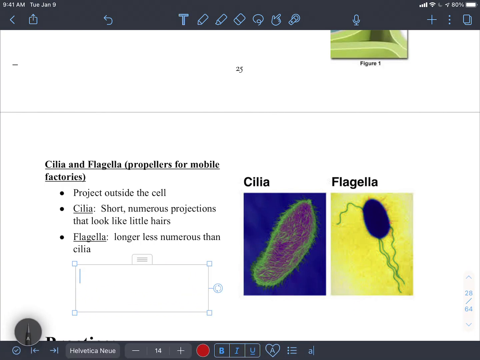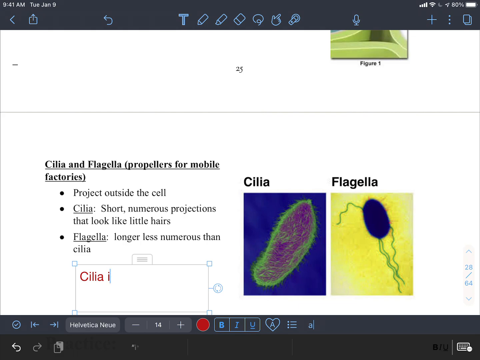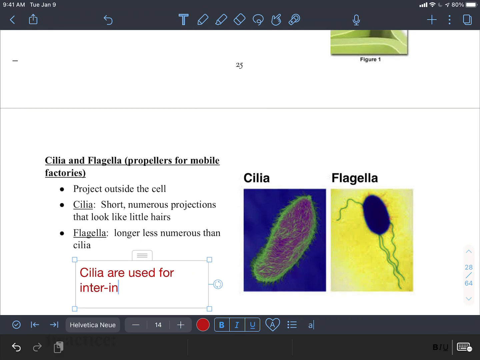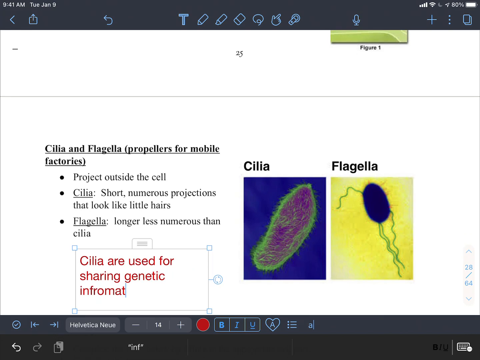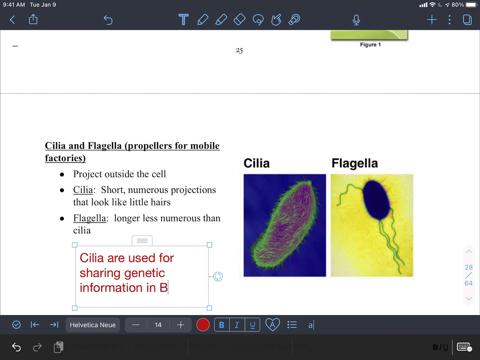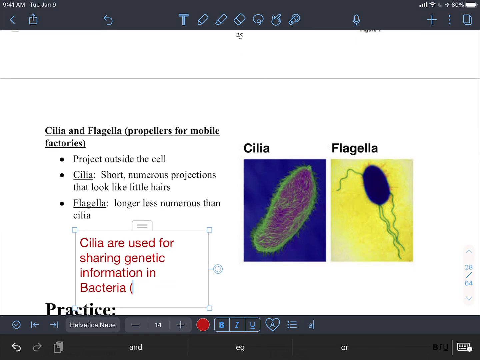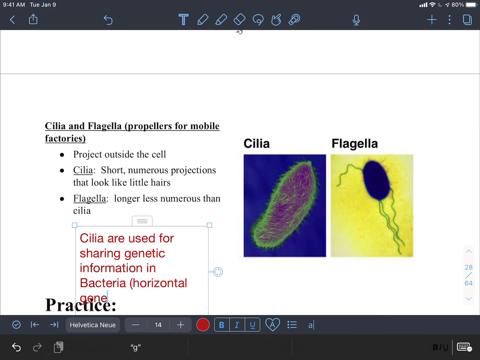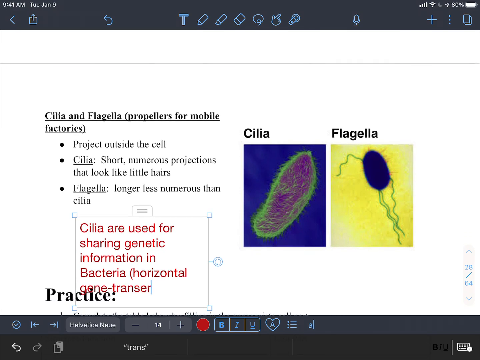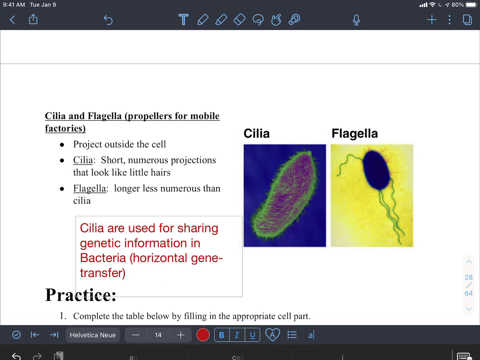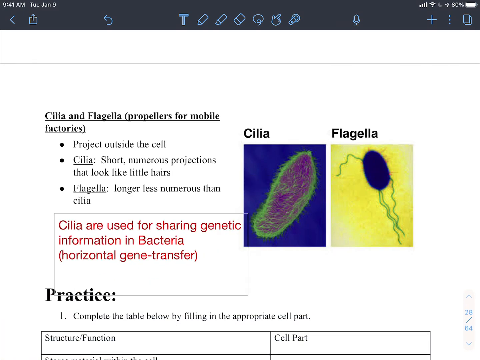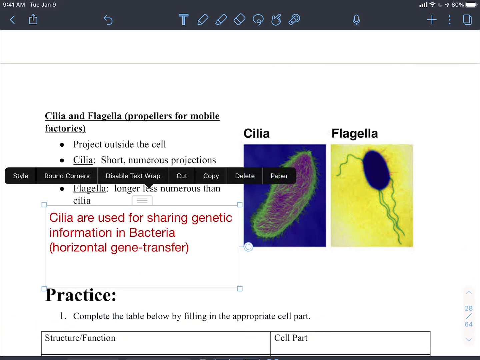So cilia are used for sharing genetic information in bacteria. This is called horizontal gene transfer. I'm going to introduce that here, but we won't come back to it for a little while. But that's one of those concepts.